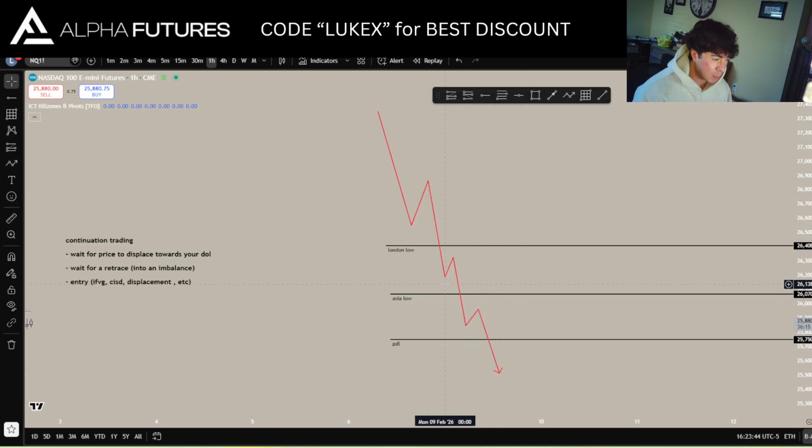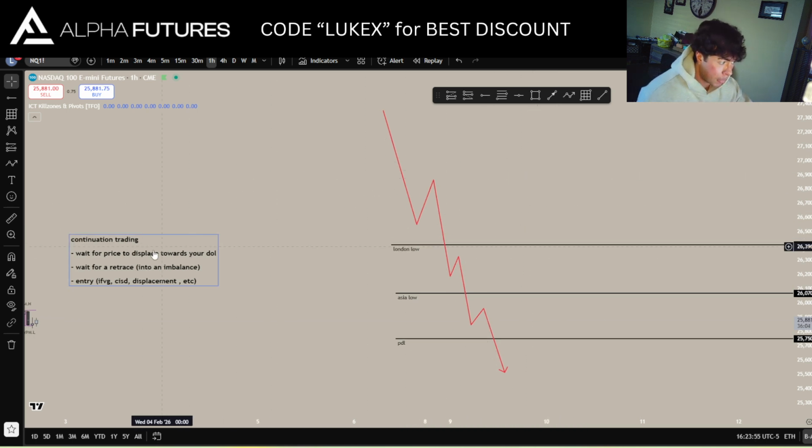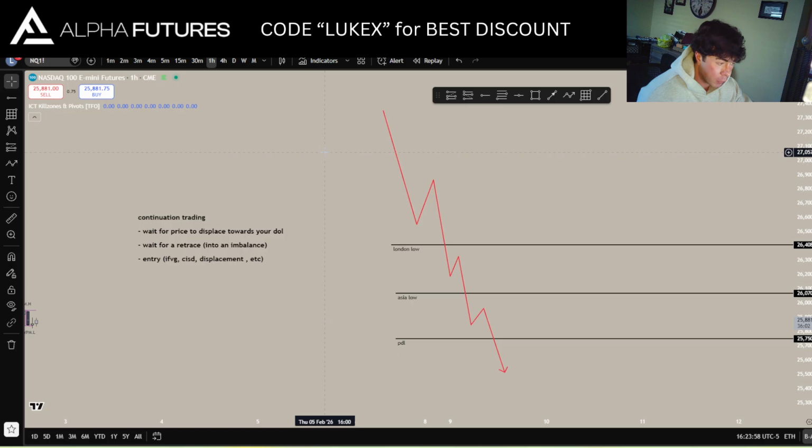You're waiting for price to displace, pull back, and you're taking the last leg as a continuation trader. A lot of you guys, again, are making the mistake of taking the trade too early, but you want to see displacement in your favor first. So it's pretty straightforward. Wait for price to displace towards your draw on liquidity, whether that be session high, session low, previous day high, previous day low, higher time frame fair value gap, whatever.